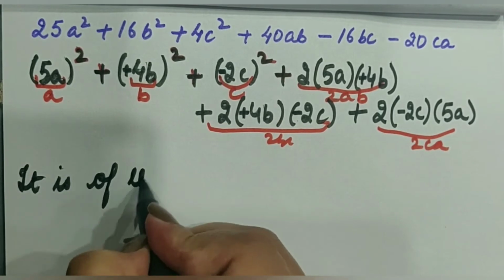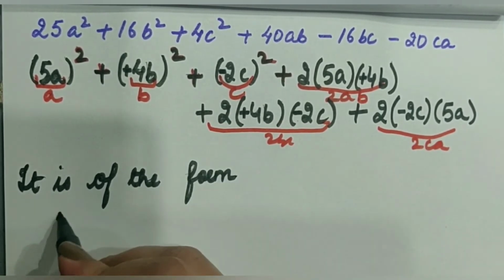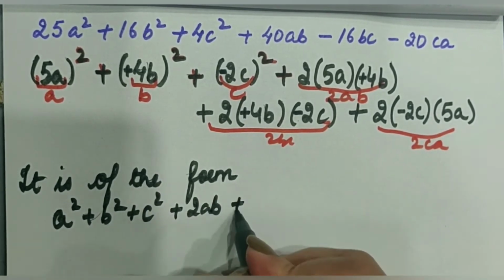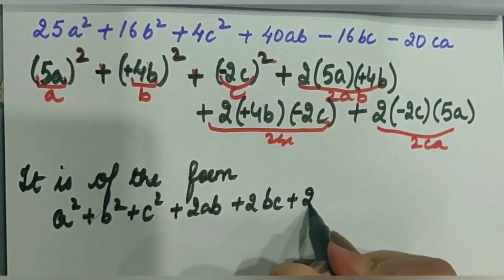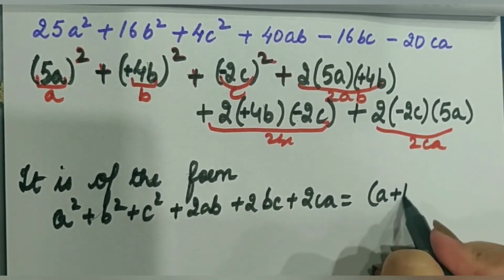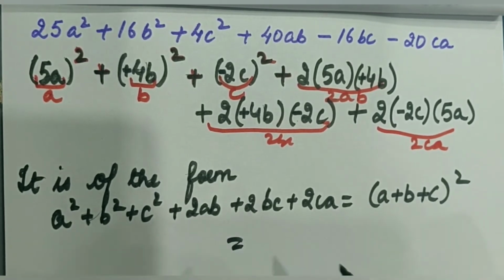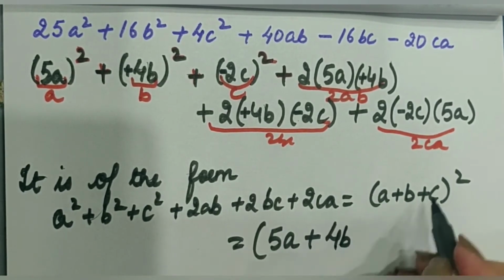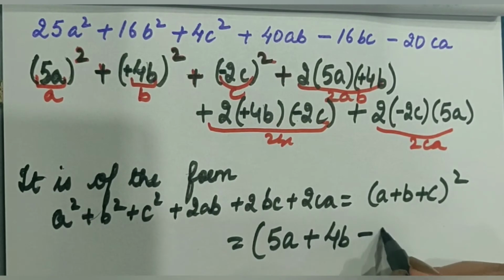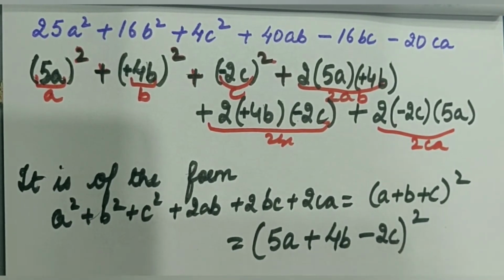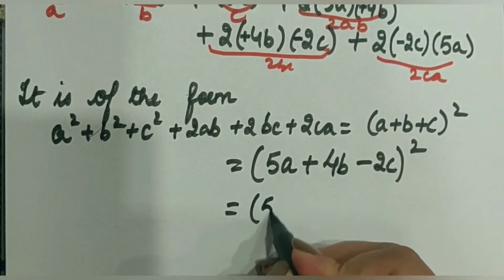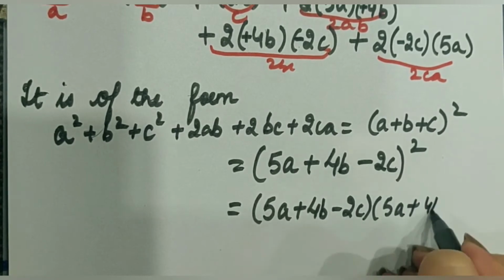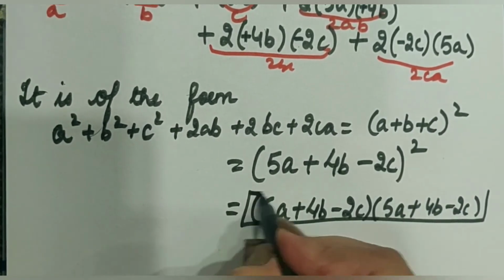It is of the form a square plus b square plus c square plus 2ab plus 2bc plus 2ca, which is equal to (a plus b plus c) whole square. So this will be equal to a, that means 5a, plus b, which is 4b, plus c, which is minus 2c, whole square. This can be written twice: (5a plus 4b minus 2c) into (5a plus 4b minus 2c). This is the answer.